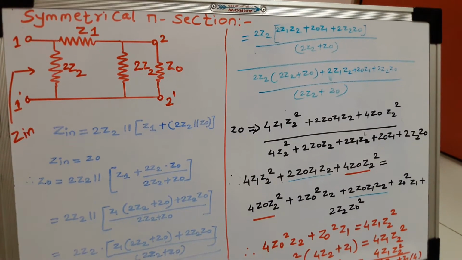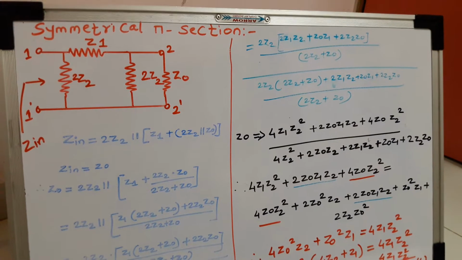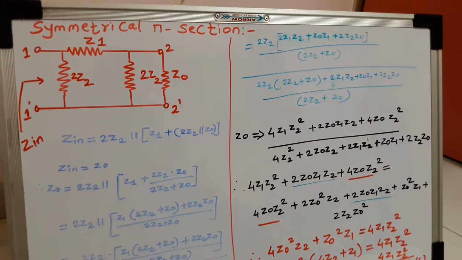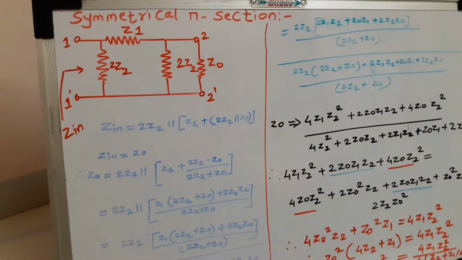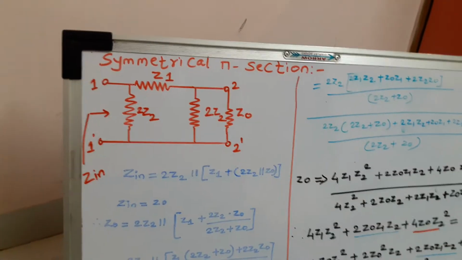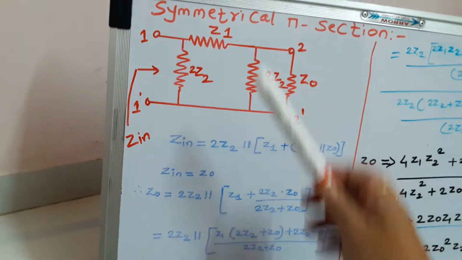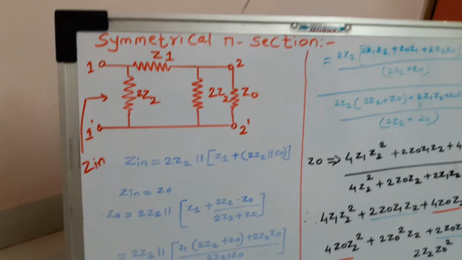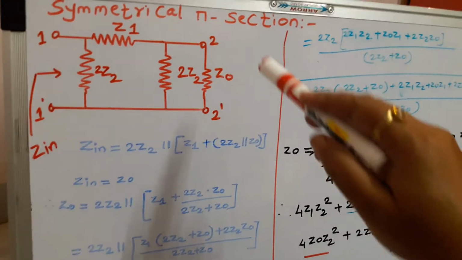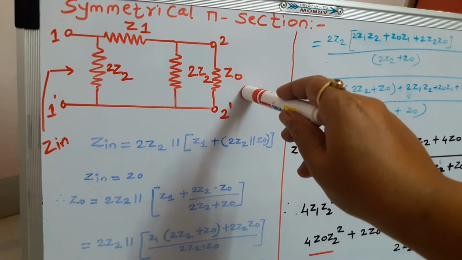The expression for characteristic impedance Z0 and propagation constant gamma of the symmetrical pi network can be easily derived from the network itself. First of all, concentrate on the network. The network shape is only changed. In series there is only one impedance, and in the shunt arm there are two impedances. The concepts are similar.